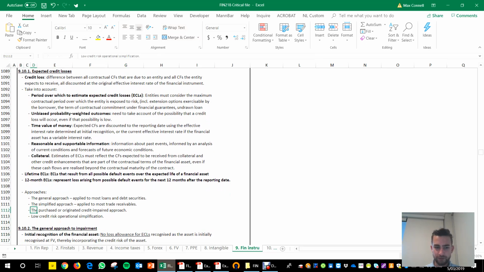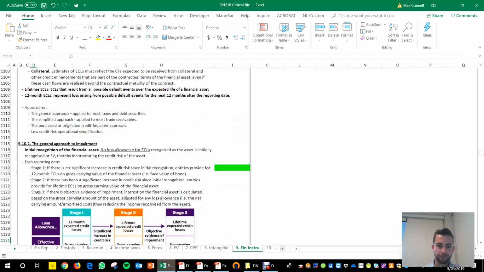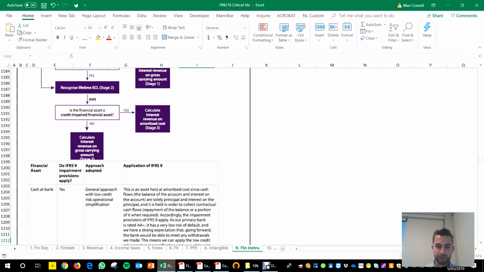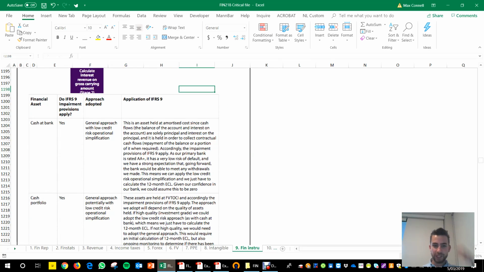So let's talk about these specific approaches, starting from the general approach. Let's skip to some examples. I find this is the best way. So for example, with cash at bank, the most appropriate method for cash at bank is to look at it within 12 months. This is an asset held at amortized cost, since cash flows are solely principal and interest. So we're going through that same financial instrument diagram we went through before. Accordingly, the impairment provisions of IFRS 9 apply.